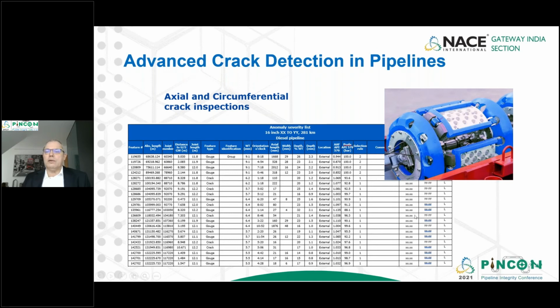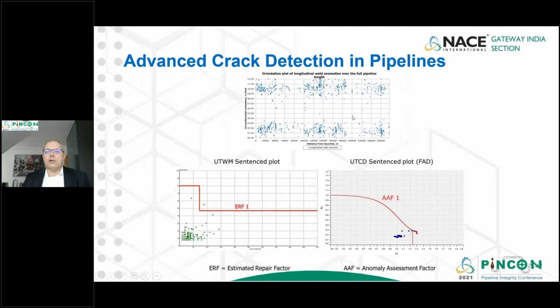The report that you receive after a crack detection inspection is the same format as you know it from metal loss inspections, the feature list with all the features which have been found with dimensions, locations. You get also the distribution plots along the pipeline. The difference is that compared to a metal loss inspection severity assessment, which is giving you an estimated repair factor, the crack detection assessment gives you an anomaly assessment factor, and the repair curve looks different.